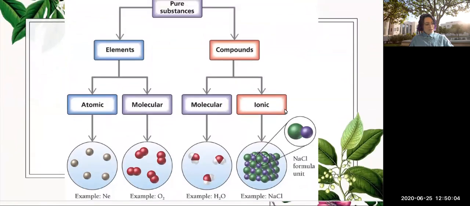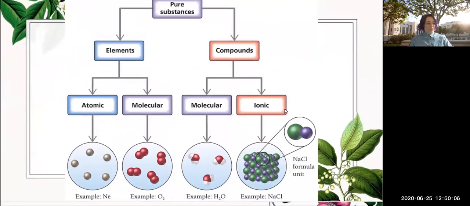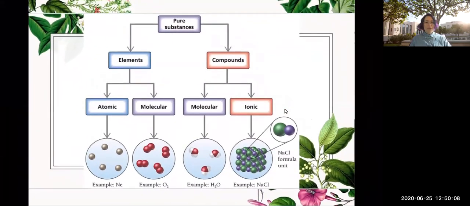So we can dig a little deeper from our chapter 3 chart and get more into these elements and compounds. Elements can exist in two different ways, atomic or molecular. Notice the difference here. Atomic elements exist as single atoms, and molecular elements exist as molecules, as groups of atoms bonded together. But if it's an element, it's still all the same atom.